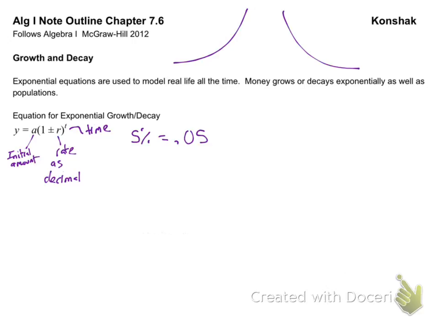Oh, wait, I got one more question. What is 0.8% as a decimal? It's 1, 2, so 0.008. Still moving it over 2 times. So be very careful on that one.